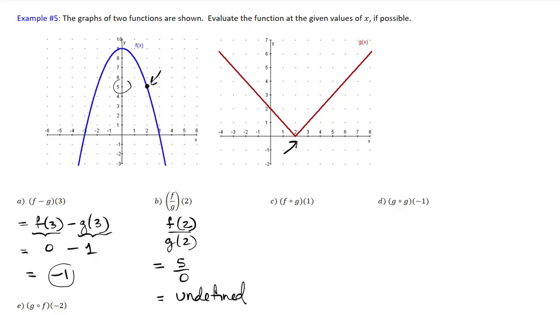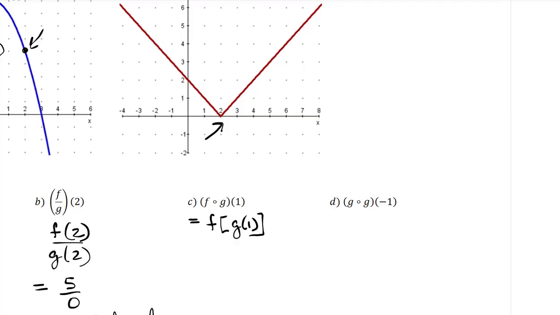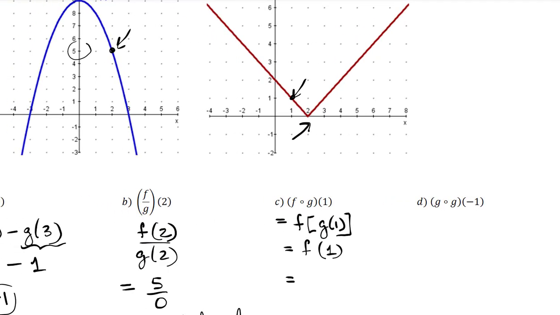For letter C, this is a composite function. By its definition, that's f of g of 1. We'll start with g of 1. So g of 1 is when the argument of the g function is 1. The corresponding output value is 1. So making that substitution, we now have f of 1. And now f of 1, when the argument on the blue graph is 1, the corresponding output value appears to be the number 8. Hence, f circle g at 1 is the number 8.